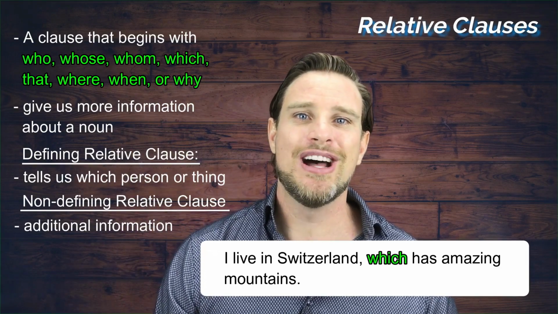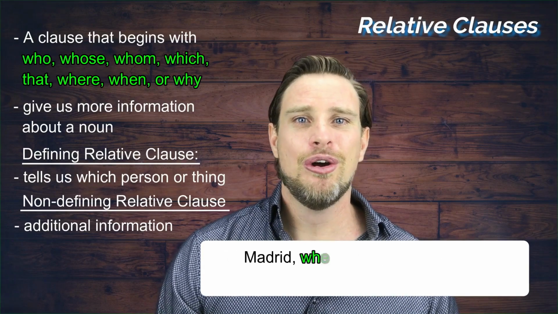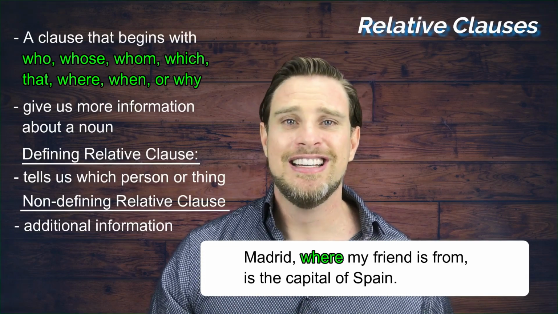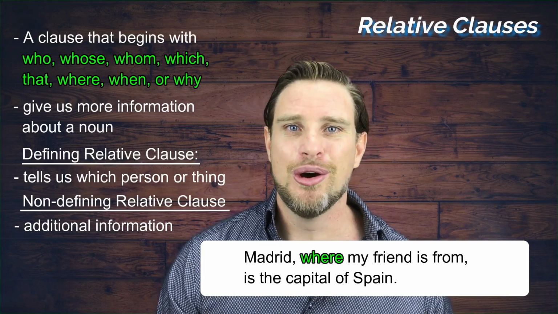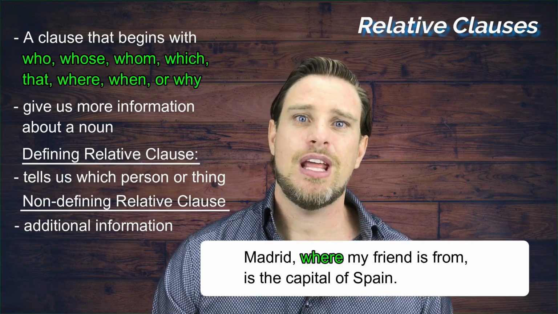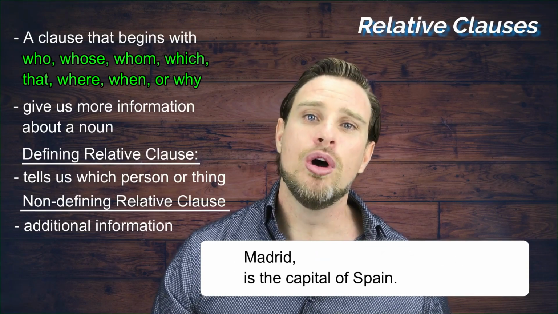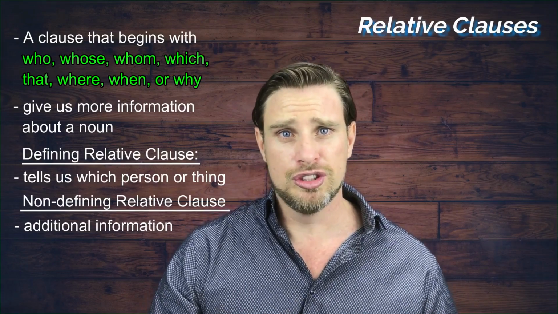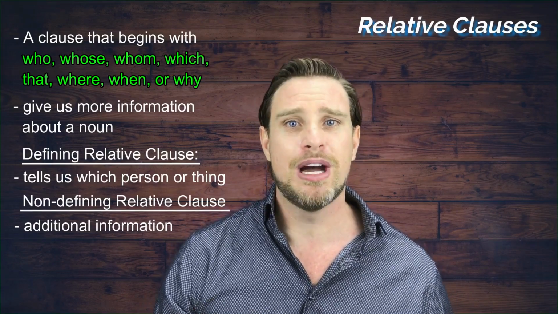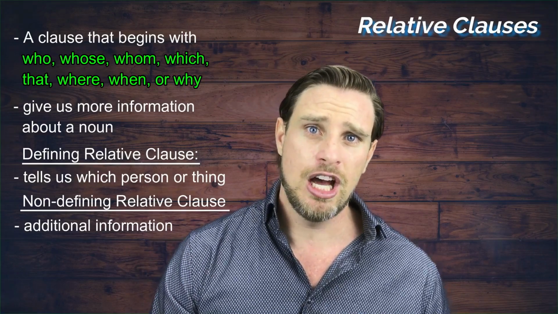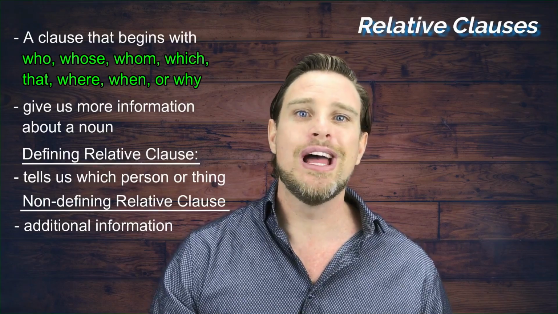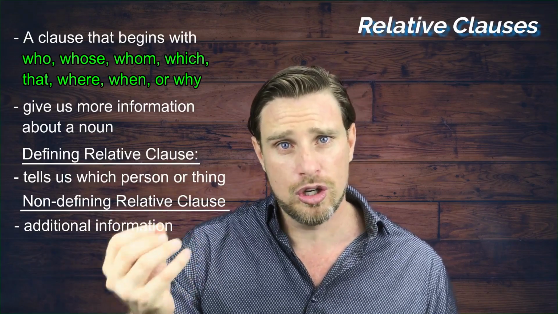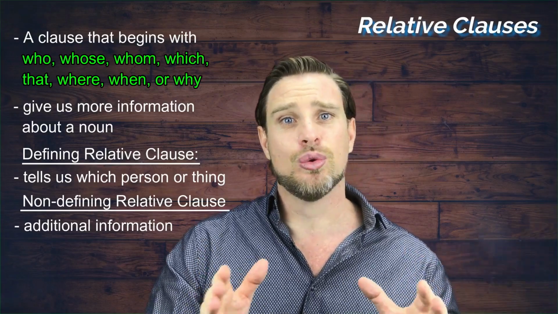And one more example of a non-defining relative clause. Madrid, where my friend is from, is the capital of Spain. Once again, the fact that my friend is from Madrid is extra information. It is not essential to knowing which Madrid I am talking about. If you covered it up, the sentence still makes perfect sense. Okay, so a quick summary, and then I'll go a little deeper. Relative clauses are just a group of words that give us more information about a person or thing. They start with who, whose, whom, which, that, where, when, or why, and there are two types: defining, which tell us which person or thing we are talking about, and non-defining, which gives us additional information.